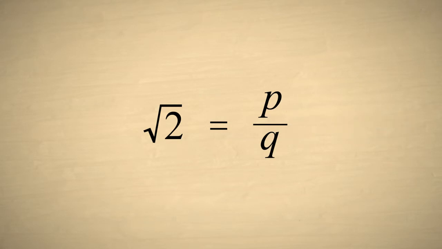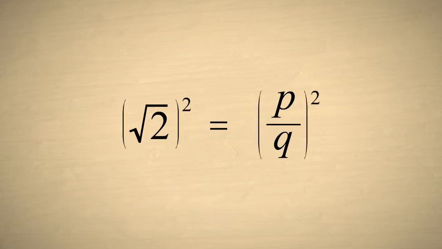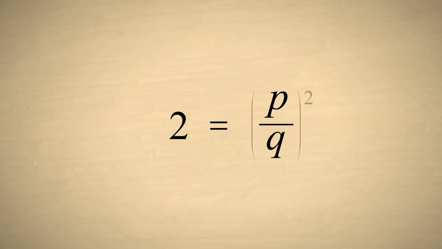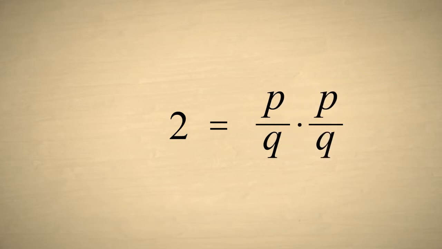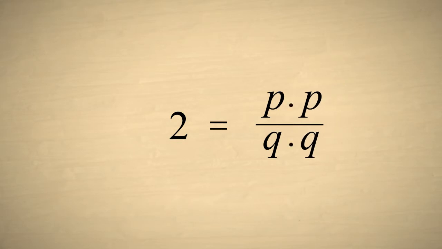We also know that since the square root of 2 is not an integer, the denominator q is some number other than 1. Now, since the square root of 2 and the quantity p over q are equal, then we can square them both and they will still be equal. The square root of 2 squared is 2, and the quantity p over q squared is p over q times p over q, or p times p over q times q.